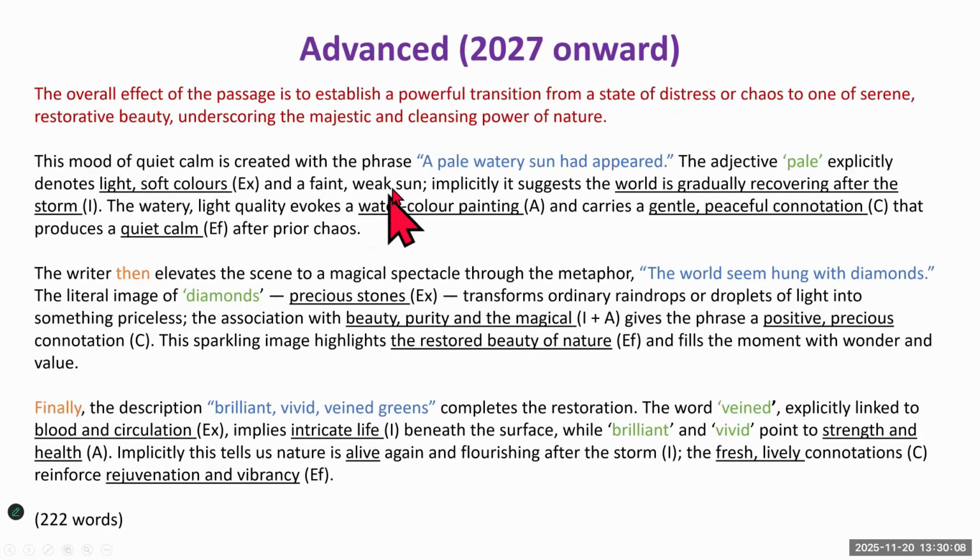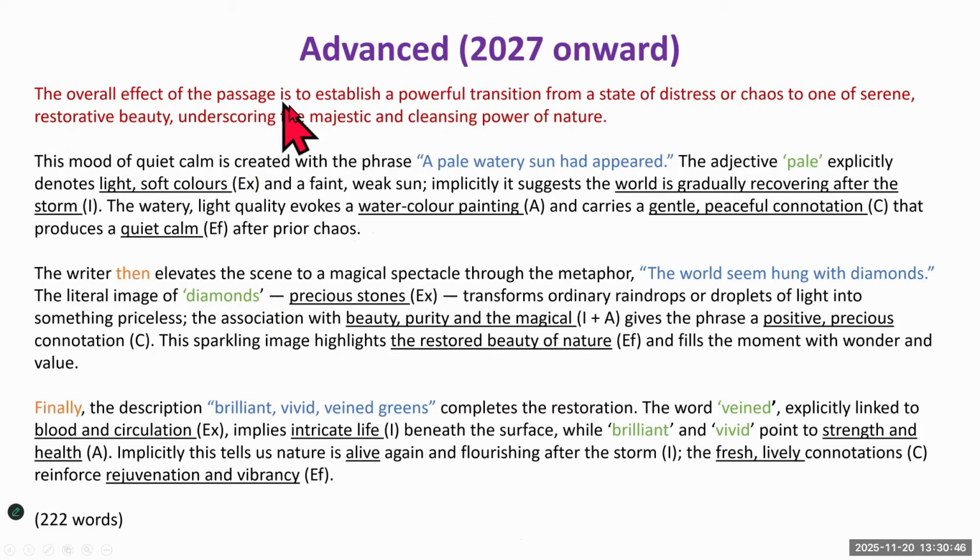Here I have an advanced version. This is especially for students taking the paper from 2027 onwards. Now you can see that this is much longer. The word range for the 2027 syllabus is between 200 to 250. So I've written within that range. And because it's quite long, I've separated it into 4 paragraphs, one for the overall effect and 3 for the 3 different phrases. So let's have a read.